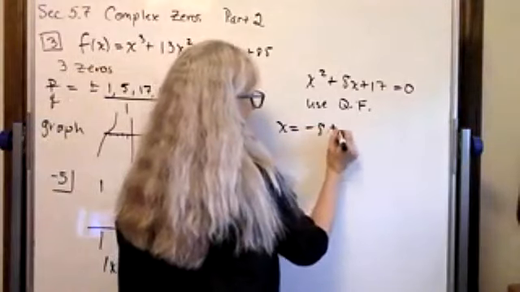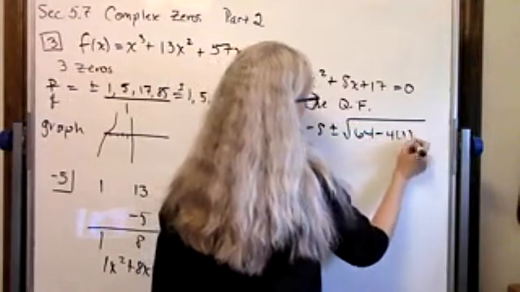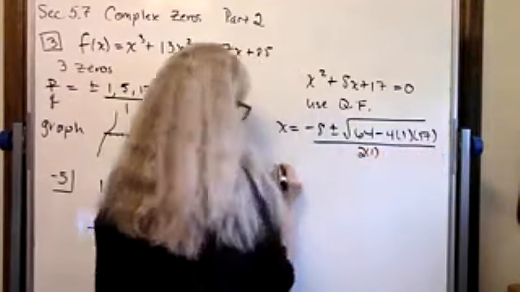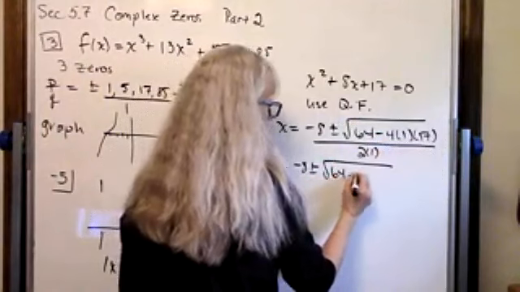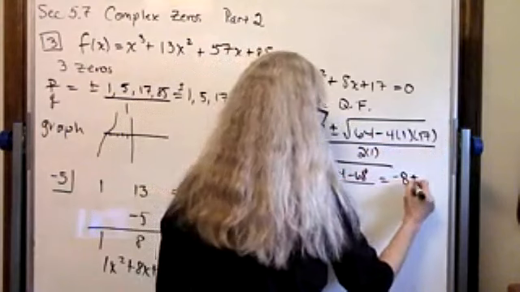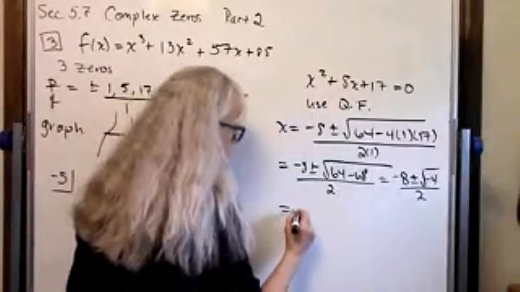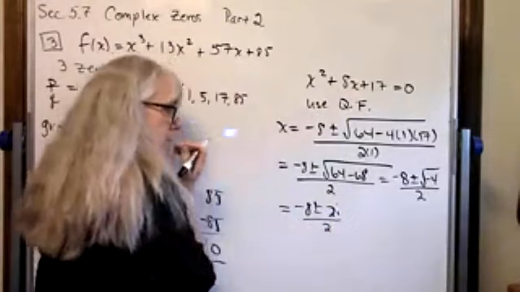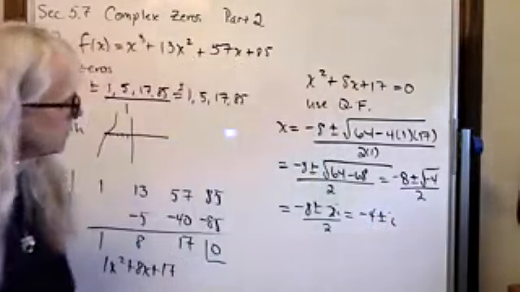-8, that's the opposite of b, plus or minus the square root of b squared, which would be 64, minus 4 times 1 times 17, all over 2 times 1. So that would be -8 plus or minus the square root of 64 minus 68, all over 2. So that's -8 plus or minus the square root of -4 over 2. And the square root of -4 is going to be -8 plus or minus 2i over 2. And finally, we can divide out the 2's. That's going to give us -4 plus or minus i. Woo, there we are.